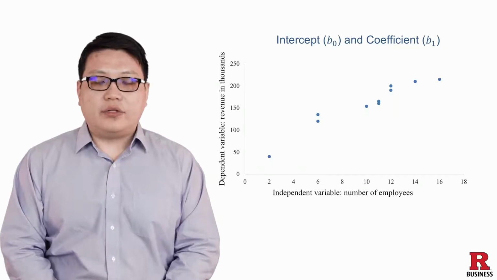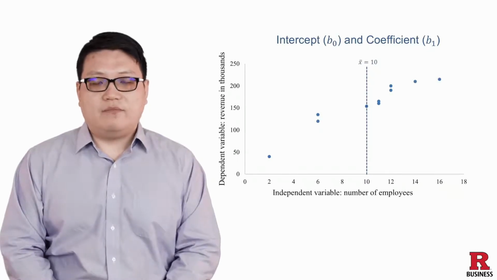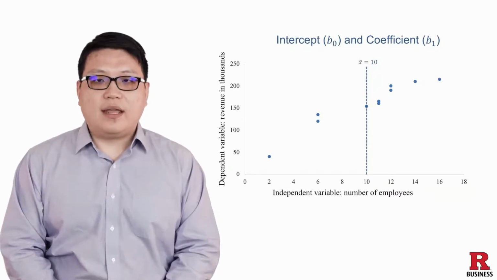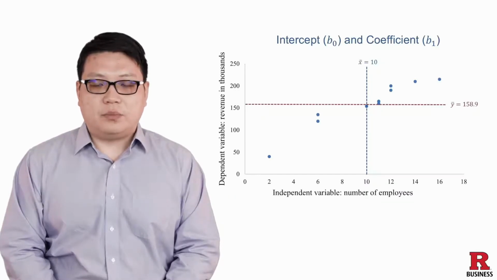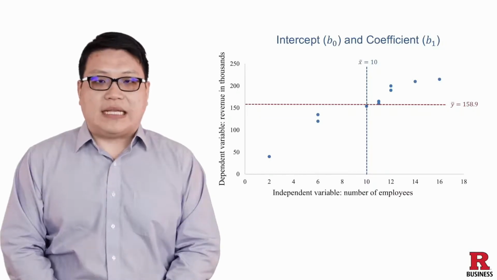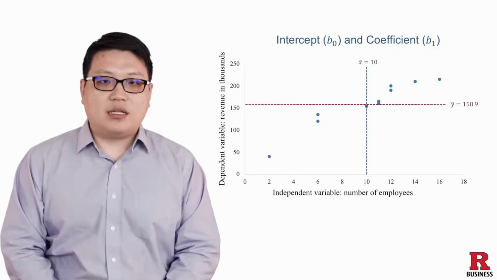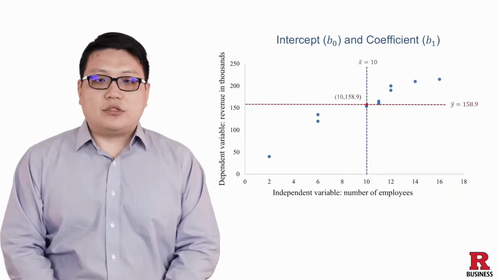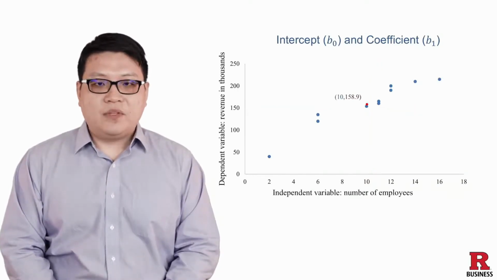Once we have calculated those averages, we can put them on the plot. We draw a vertical line representing x bar equals 10, so the average of x equals 10. Then we draw a horizontal line representing y bar equals 158.9. You can easily see that these two lines cross each other at this point, where x equals 10 and y equals 158.9. This dot is our starting point.